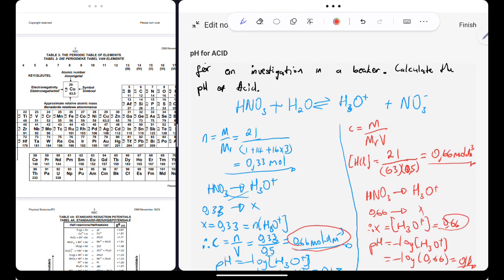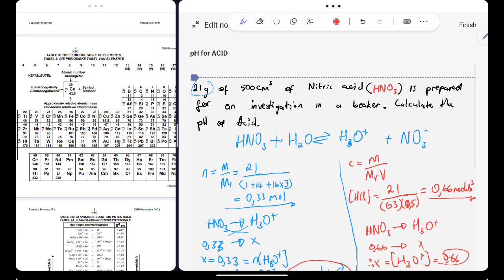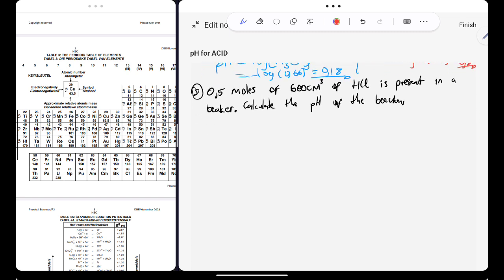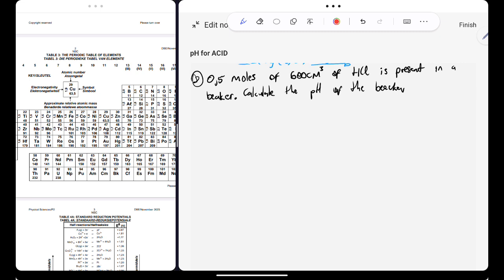All right, together. Just to make sure that you have grasped the information, you can pause the video and try to tackle this question. We are told that 0.5 moles of 600 cubic centimeters of hydrochloric acid is present in a beaker. Calculate the pH inside the beaker.